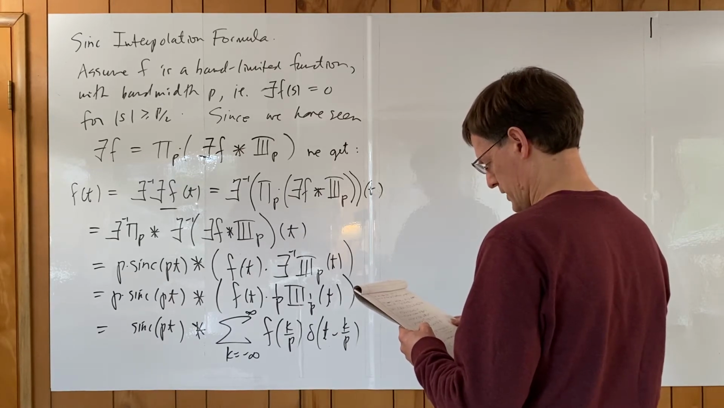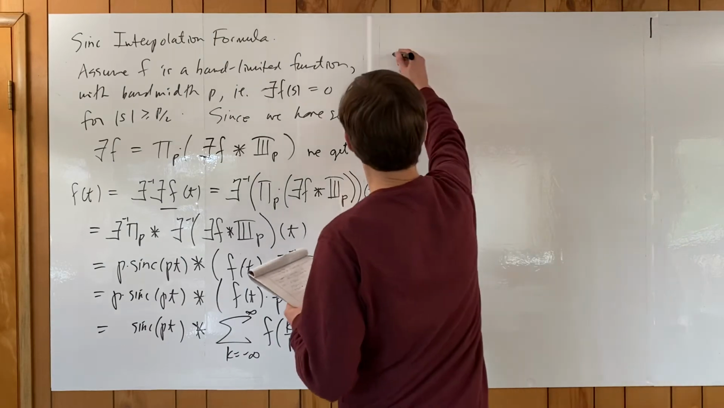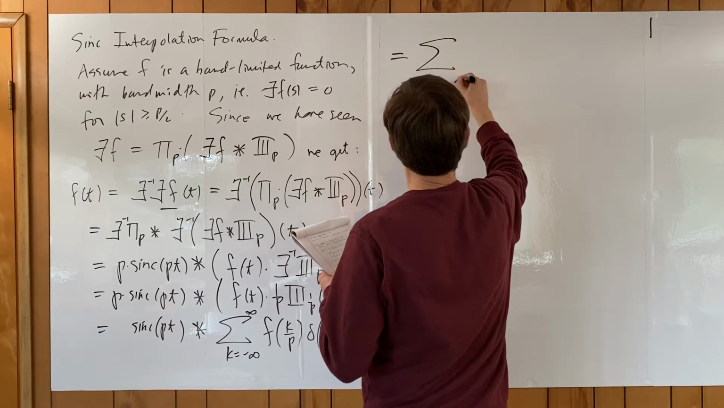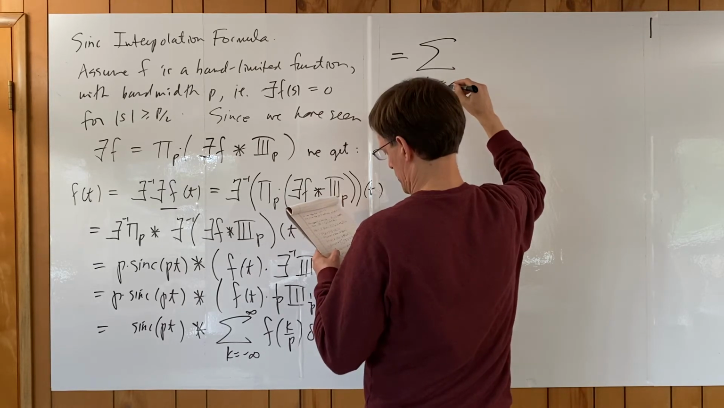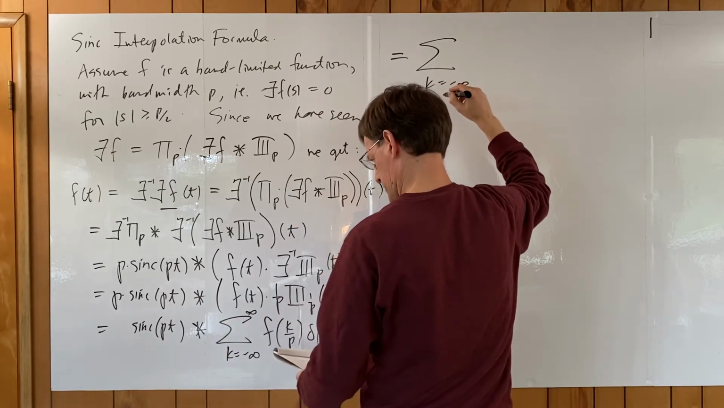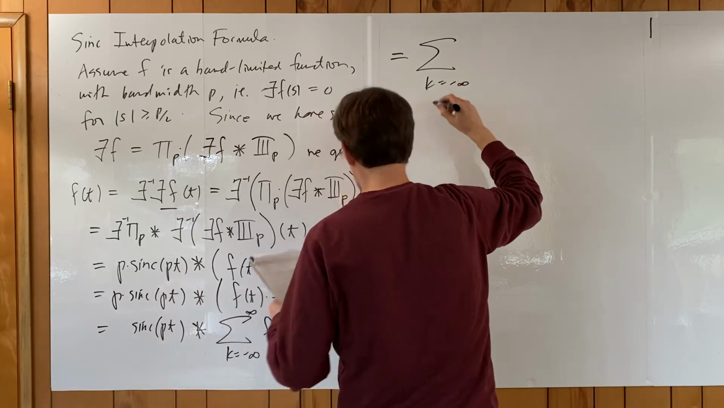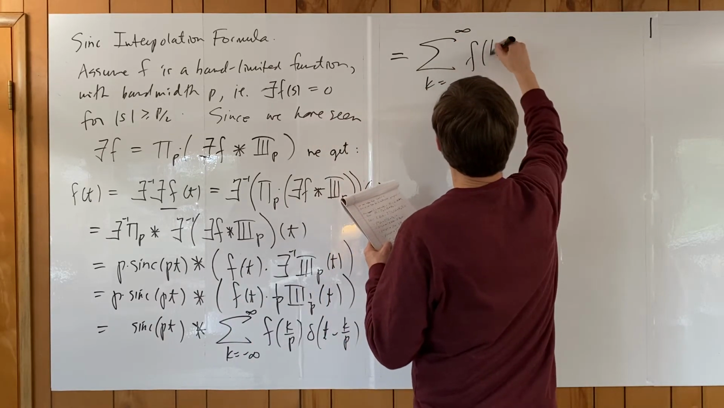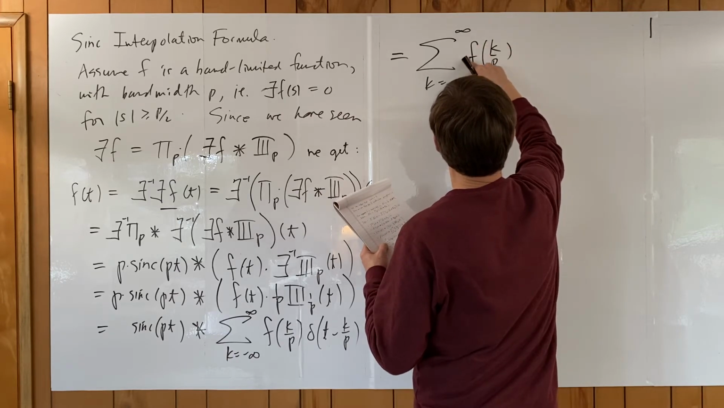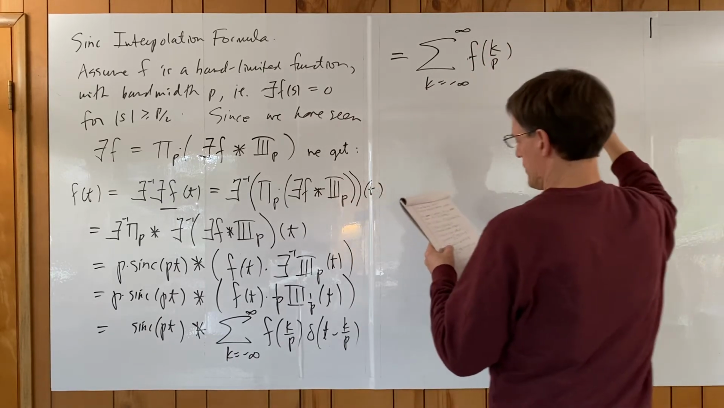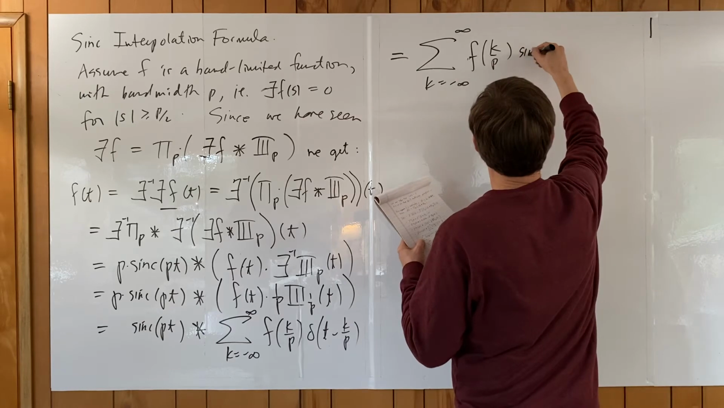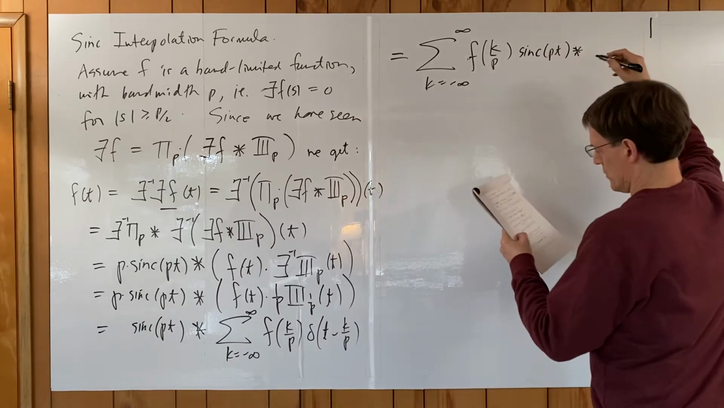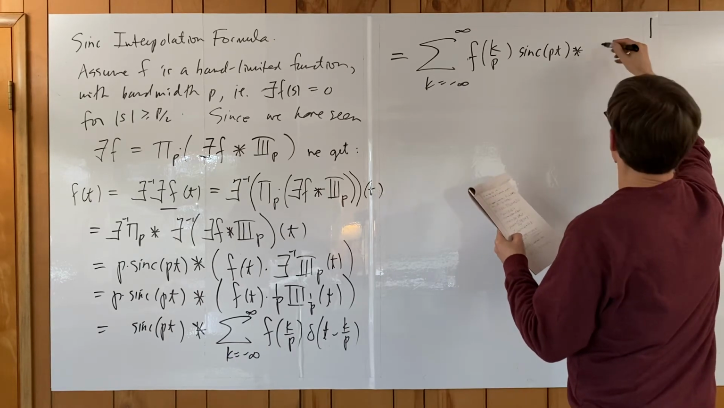Well, remember that we can pull the sinc function into the sum, right? It's not dependent on t, so it can just go right into the sum, k equals minus infinity to infinity. Now I've got f of k over p here, and now I've got sinc of pt, and then convolve with delta t minus k over p.